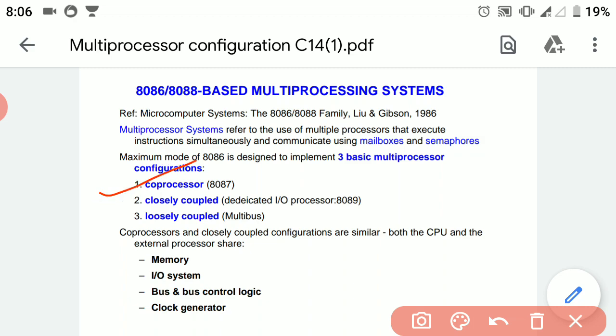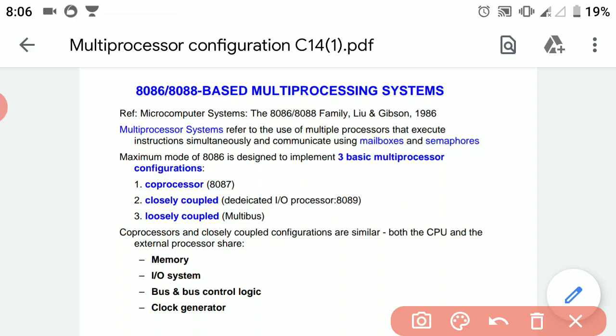Then we have the closely coupled configuration. In this system we dedicate the input output processor 8089, and the last one is loosely coupled. In this we have multiple bus systems between the main processor and the coprocessor.